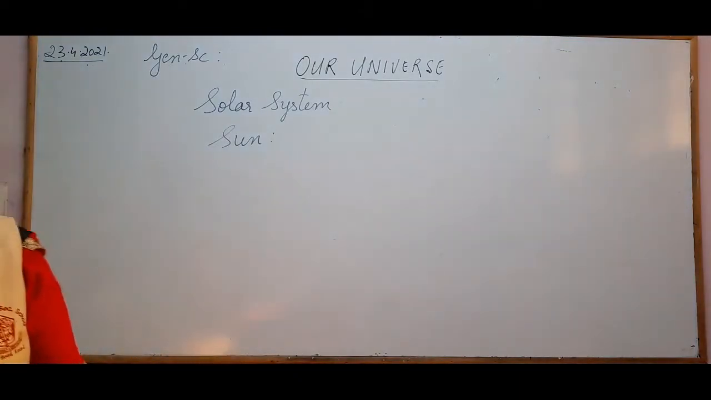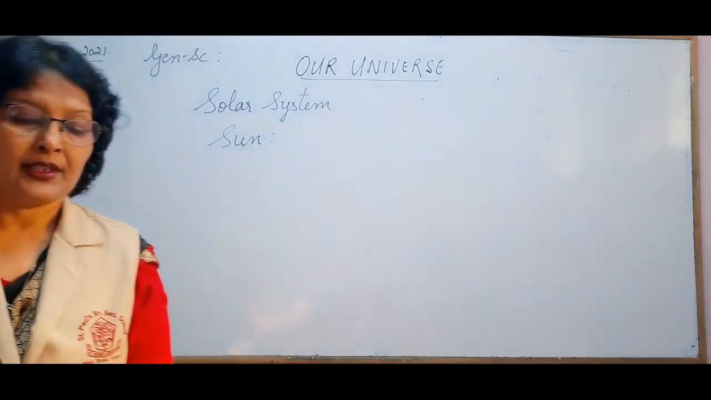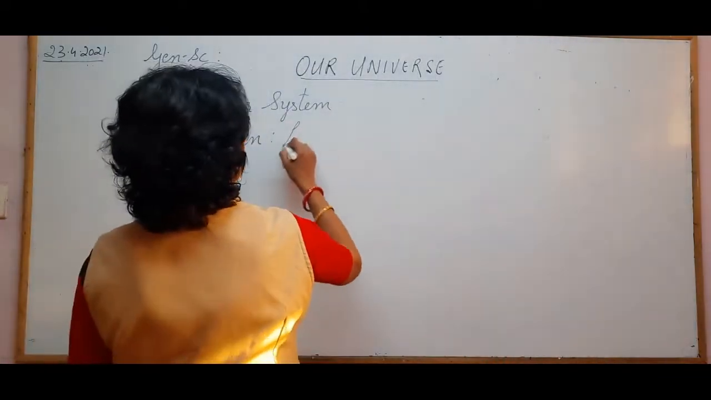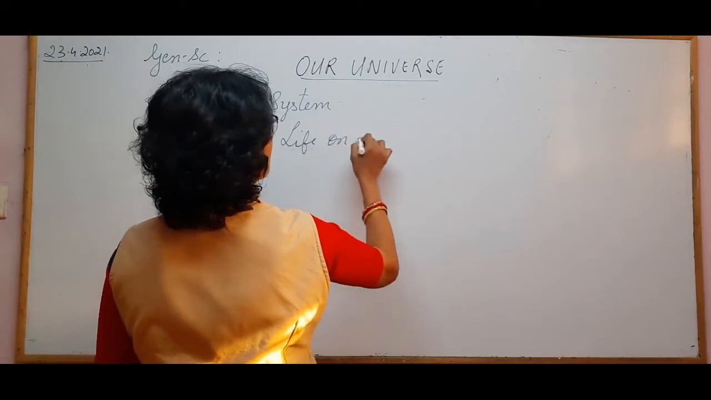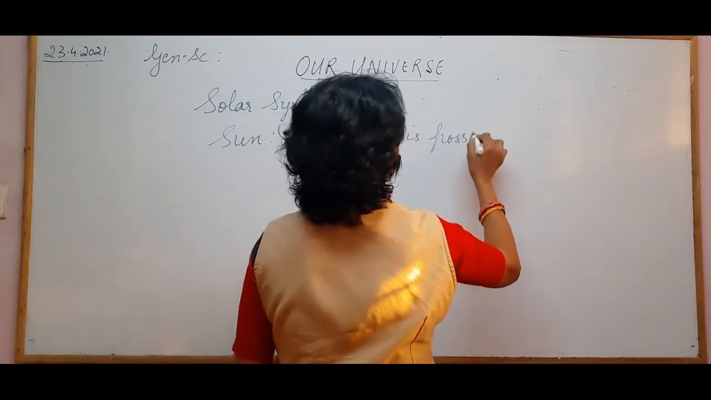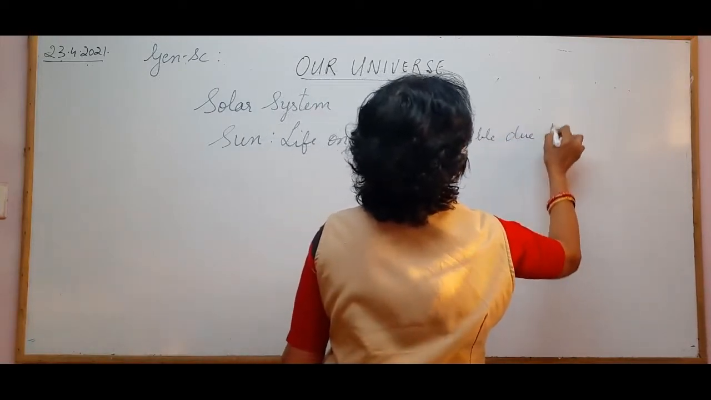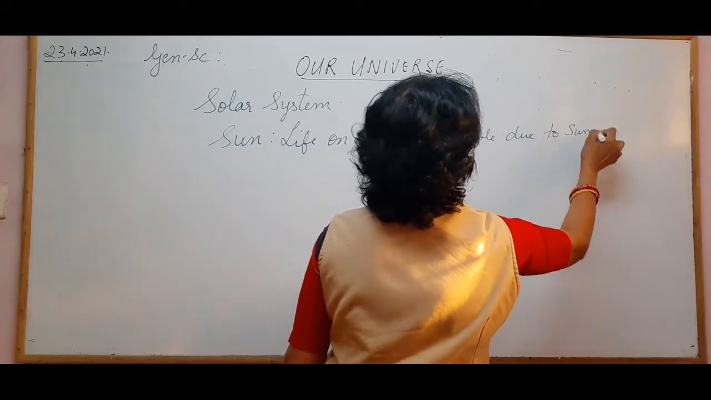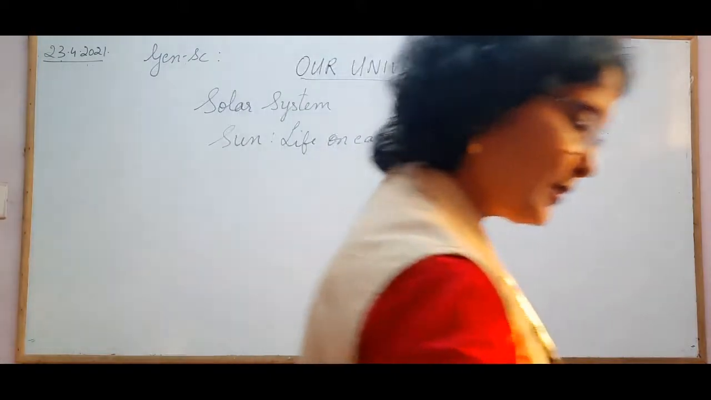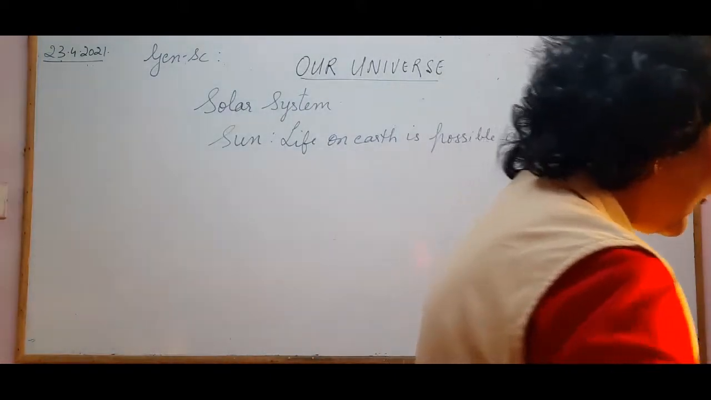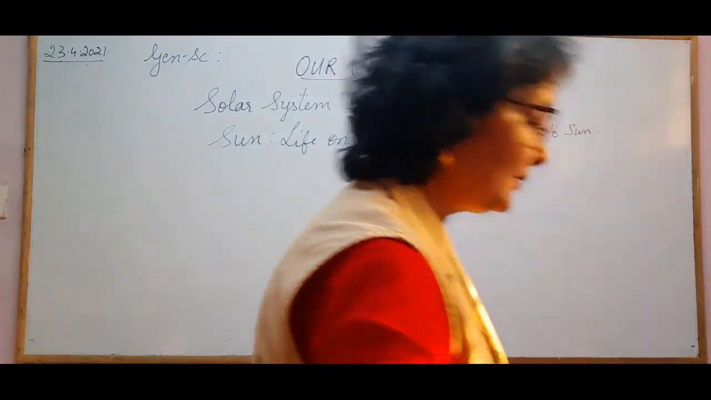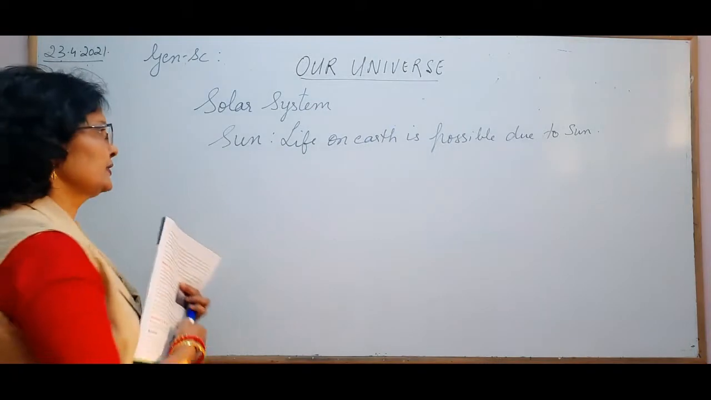It also gives energy to all plants and animals. Life on earth is possible due to the sun. This is very important to keep in mind: if the sun is not there, life will not be possible. Then we'll start with the earth.